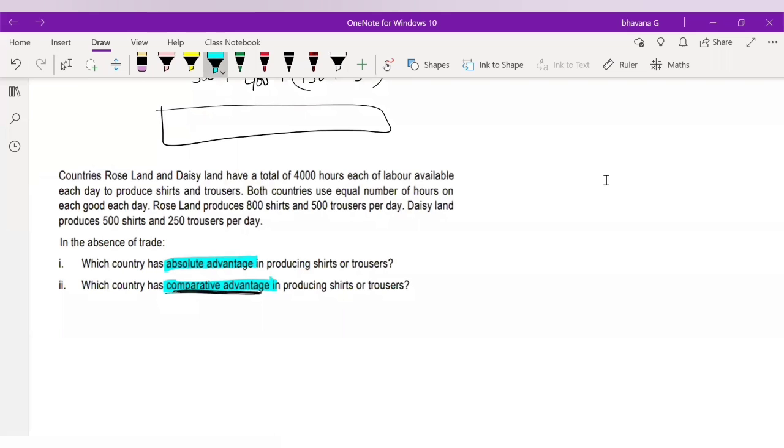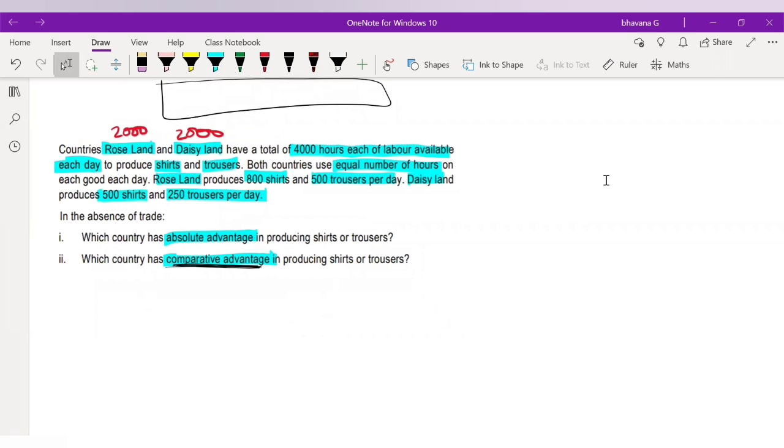They have told you countries Roseland and Daisyland have a total of 4,000 hours of labor available each day to produce shirts and trousers. Both countries use an equal number of hours. That means if there are 4,000 hours available in total, Roseland will use 2,000 hours and Daisyland will use 2,000 hours. Roseland produces 800 shirts and 500 trousers per day, and Daisyland produces 500 shirts and 250 trousers per day. You have to find out the absolute advantage.